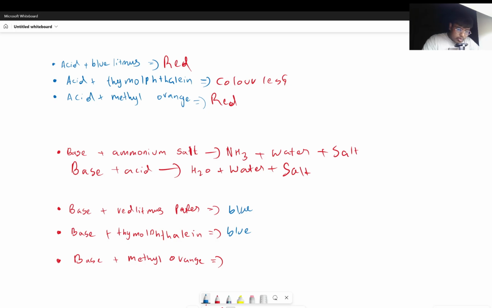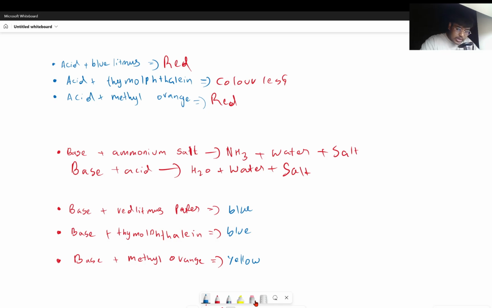Blue. And your methyl orange will be yellow. Methyl orange is only orange when it's neutral. Now let's go to the next point. According to the checklist, this should be your third question. I actually skipped it so that I can explain the equations first, because the rest are usually statements.